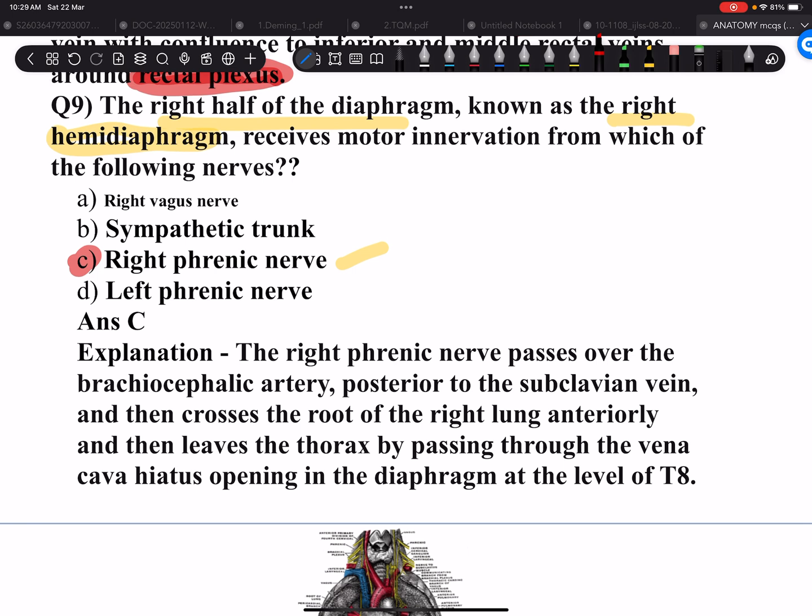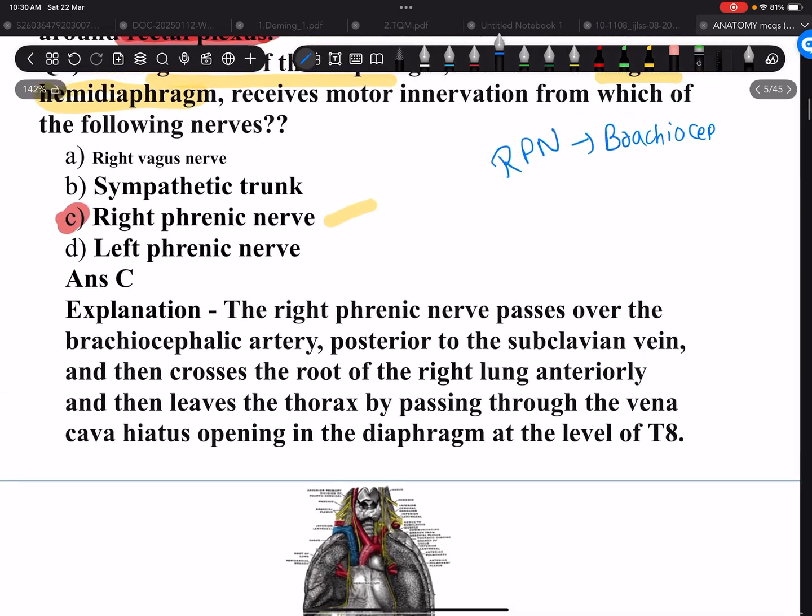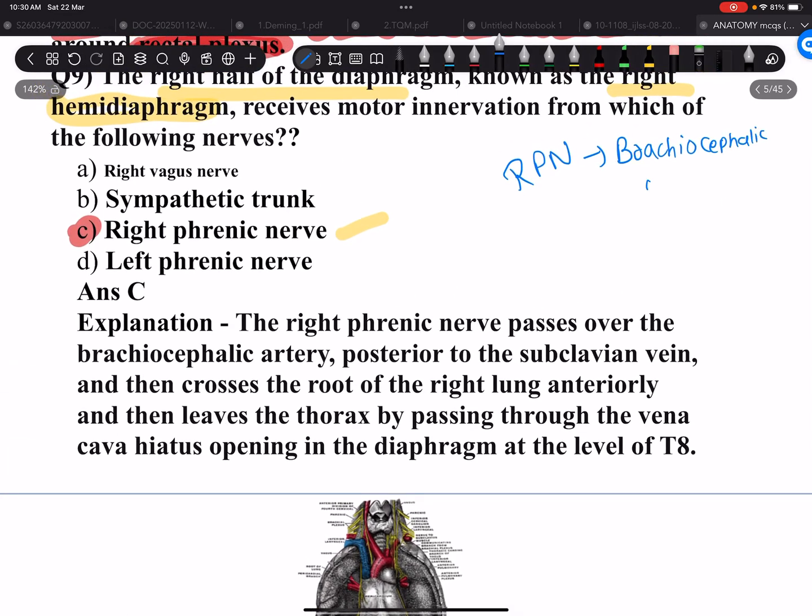The right phrenic nerve passes over the brachiocephalic artery. Let's write this in a short way. Right phrenic nerve passes over the brachiocephalic artery, from there it passes posterior to the subclavian vein. Sorry, subclavian vein. I'm really sorry, subclavian vein.